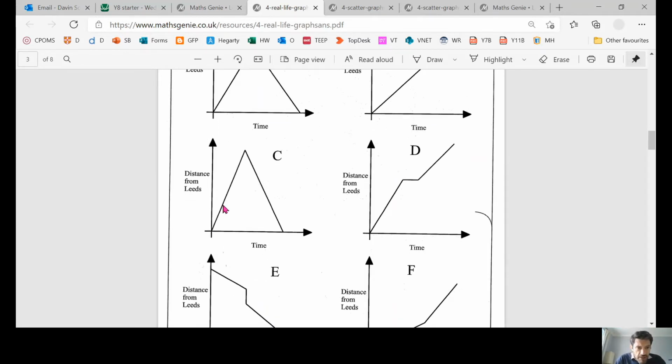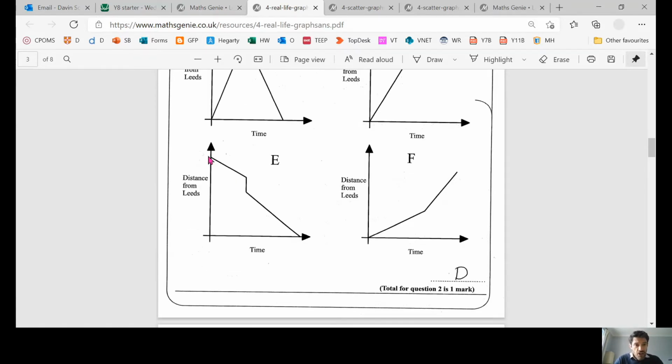C, she travels away from Leeds at a constant speed, and then she returns. She does not stop there. There is no stationary part. She just drives there and then drives back, slightly slower on the way back, the gradient slightly less. Here, she drives away from Leeds at a constant speed. She stops, and then she's still travelling away from Leeds at a slower speed. Her distance from Leeds is still increasing.